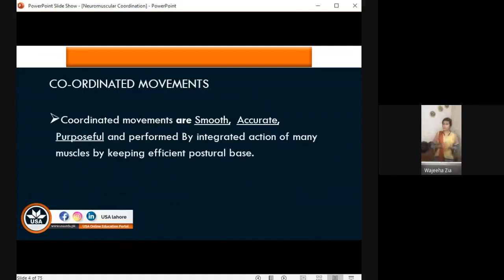So, what are coordinated movements? Whenever we perform any activity in a smooth manner, and that activity is very accurate and fulfills the purpose for which we were performing it, all those activities or movements are coordinated movements.